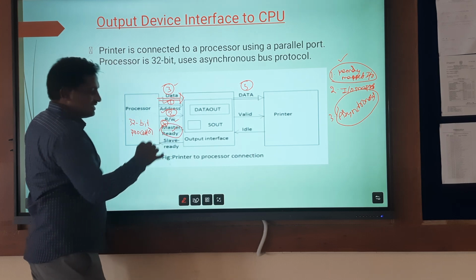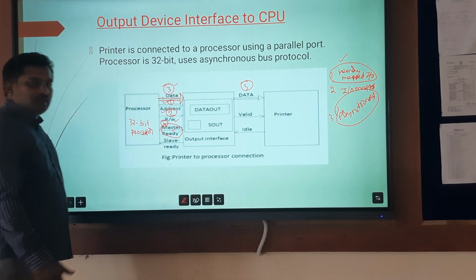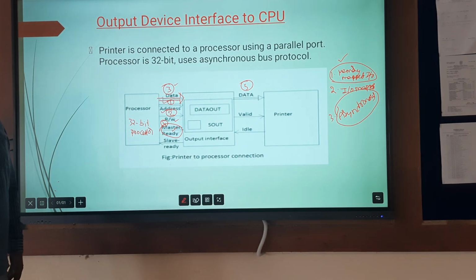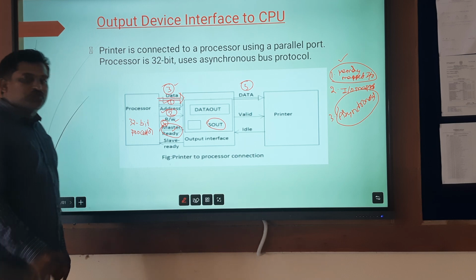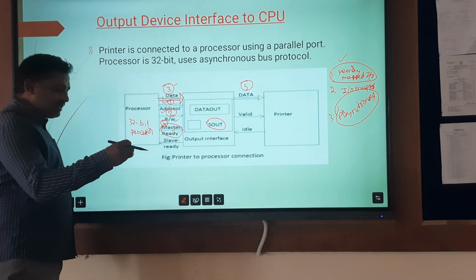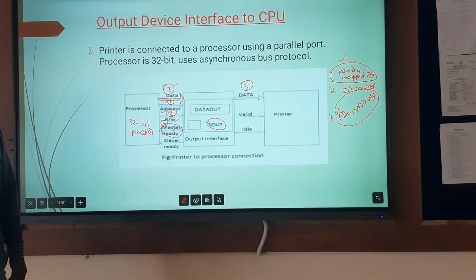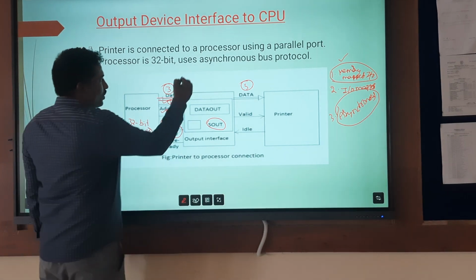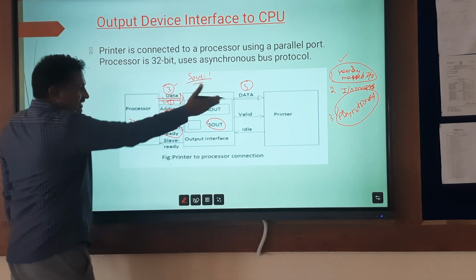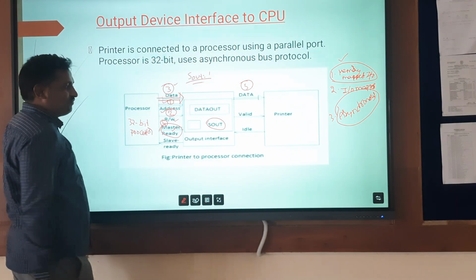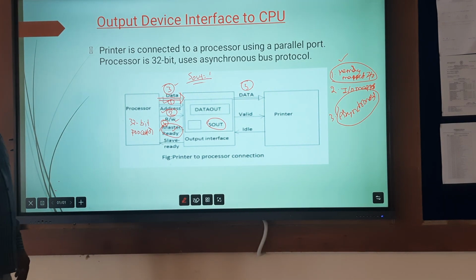with the help of the master ready signal, then the data will be transferred into the data out register. Okay, so this S out signal is useful to identify whether the data is placed in the data out register or not. Suppose if S out is equal to 1, then the printer identifies the data is available in the data out register.